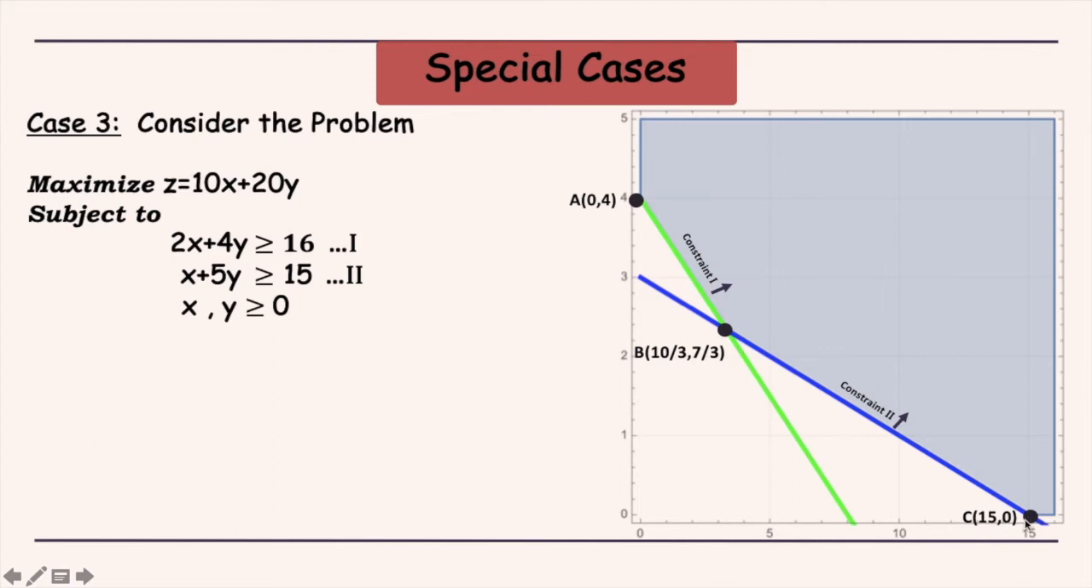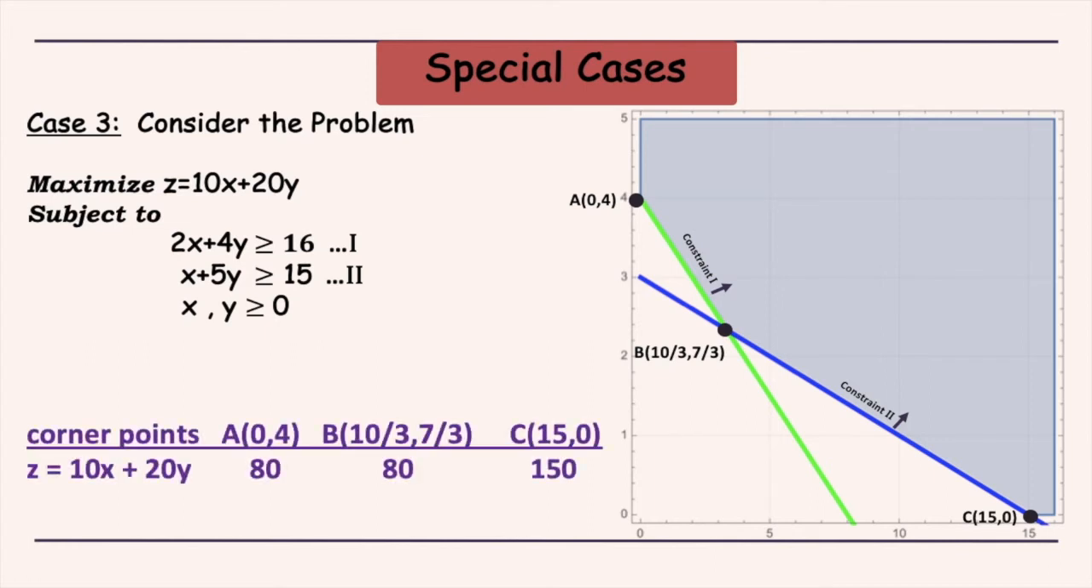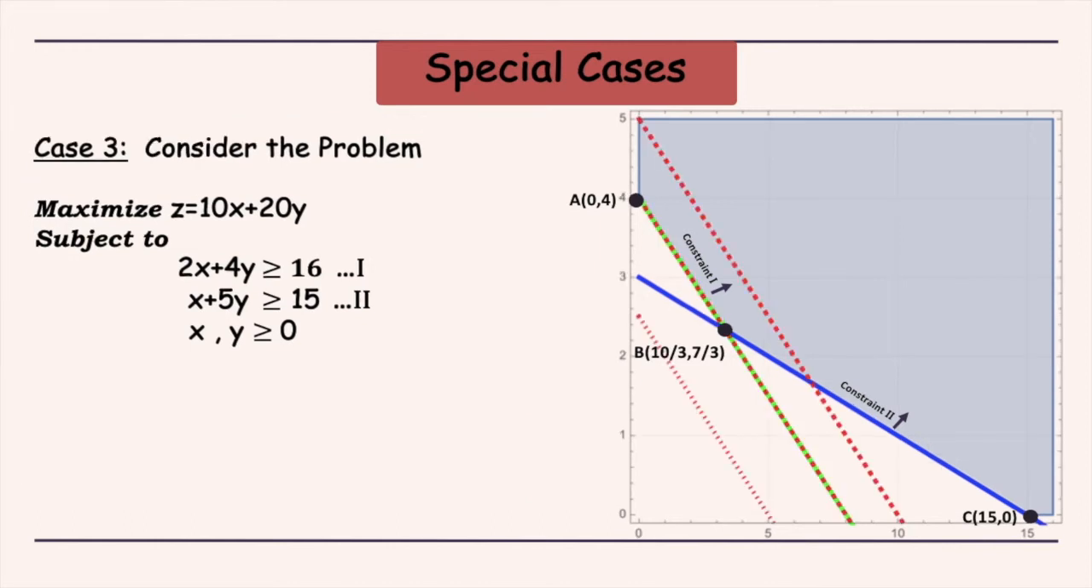So here we have these 3 corner points, and as usual we are going to calculate the Z value at these 3 corners. So we here notice that at point C the Z value is maximum, that is 150. But the question is, are we sure that Z will not have any value more than 150 restricting to the feasible region, or is this the maximum possible? So for this, what we do is we draw 3 Z lines.